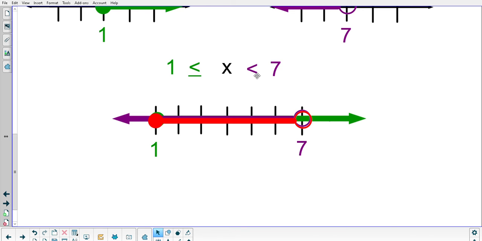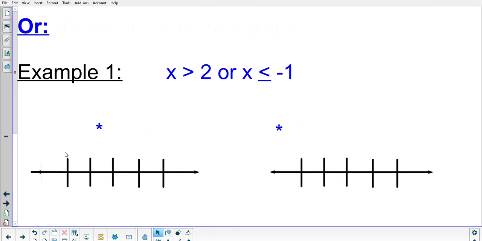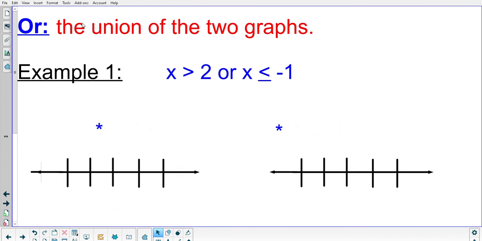Any point along this line would make both of these a true statement. Now let's take a look at what it means if it's connected by the word "or." Or means it's the union of those two graphs. If our number makes either condition true, then it's a true statement.